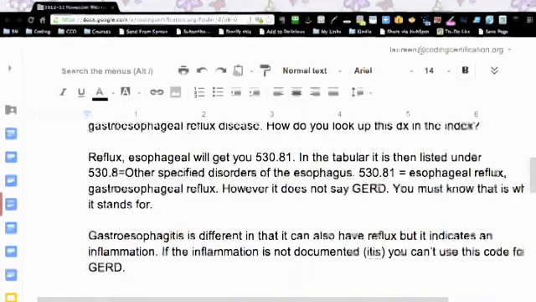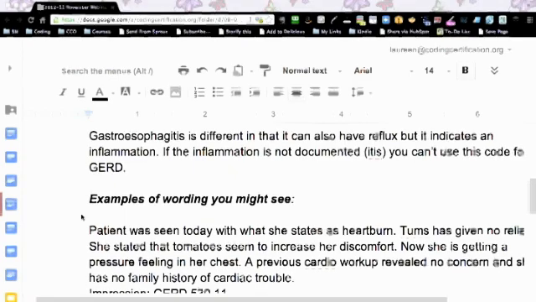Okay, and so you're thinking, well, it's not going to say GERD, by the way. That's an abbreviation. So then you see 530.81 equals esophageal reflux, or gastroesophageal reflux. But like I said, it's not going to say GERD. You just have to know that's what it stands for. So gastroesophagitis is actually different. It also has reflux, but it's an inflammation. The key there is the suffix itis. And if you remember your terminology, itis means inflammation.